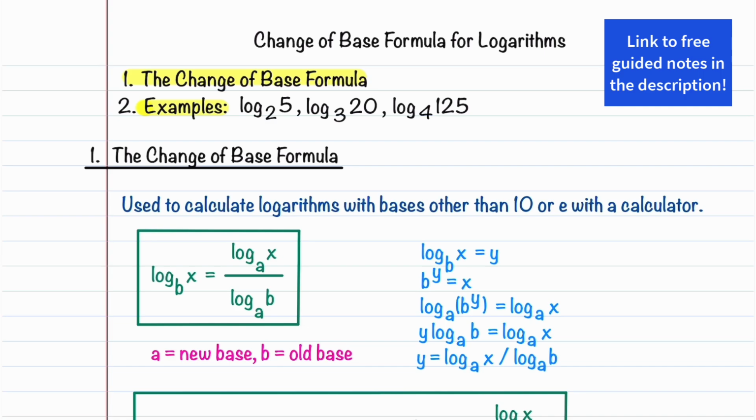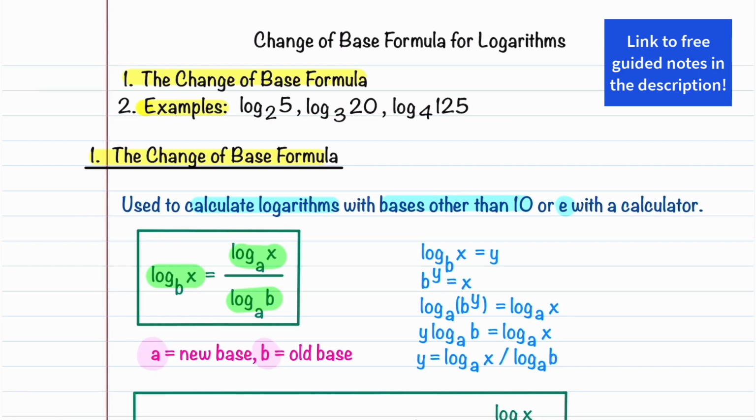Let's get started. The change of base formula is primarily used to calculate logarithms with bases other than 10 or e with a calculator. If we're given log base b of x and b isn't either 10 or e, we need to rewrite the logarithm into a different base. The way that we do that is write it as log base a of x, where a is our new base, all divided by log base a of b, where b is the old base.